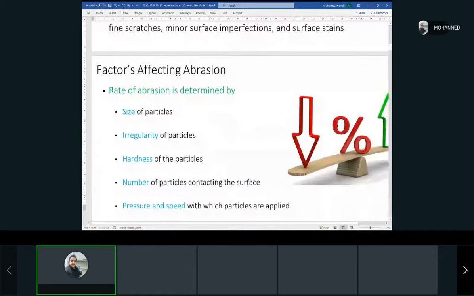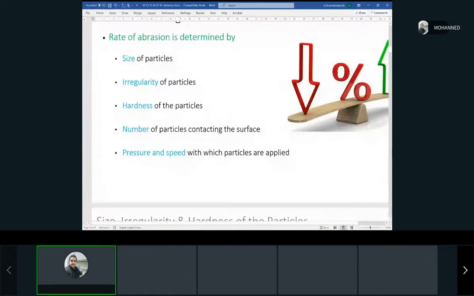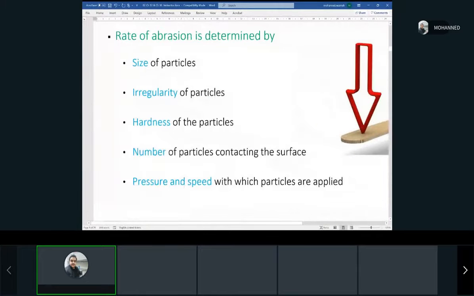So some factors to think about that will determine the rate of abrasion. Definitely the materials. Most of the materials that we use for abrasion would have some particles in it that we can use to actually either finish or polish. So the size of the particles would be a determining factor.